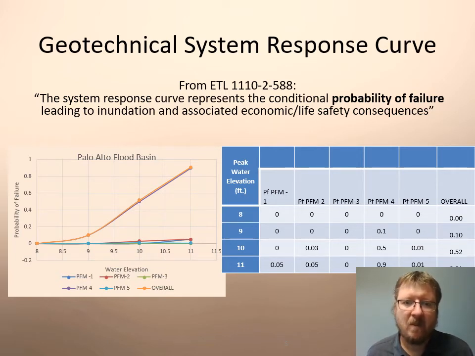I think it's important to note that the geotechnical system response curve, when we're doing HEC-FDA modeling, which is the primary tool that USACE uses for these kinds of studies, represents the conditional probability of failure leading to an inundation and associated economic and life safety consequences. So what does that mean? It means, given the water load, that's the condition.